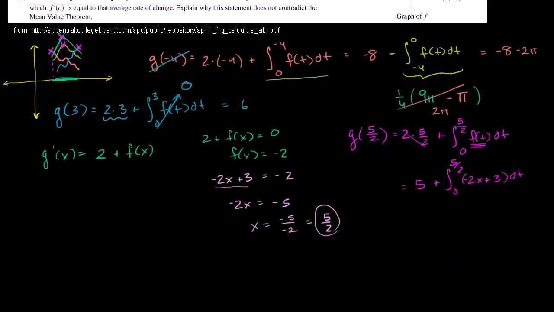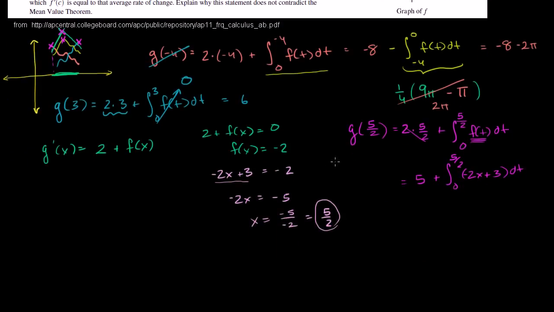And then let's just evaluate this. Let me get some real estate. Let me draw a line here so we don't get confused. So this is going to be equal to 5 plus, and then take the antiderivative. The antiderivative of negative 2x is negative x squared, and the antiderivative of 3 is just going to be 3x. So plus 3x. And we're going to evaluate it from 0 to 5 halves.